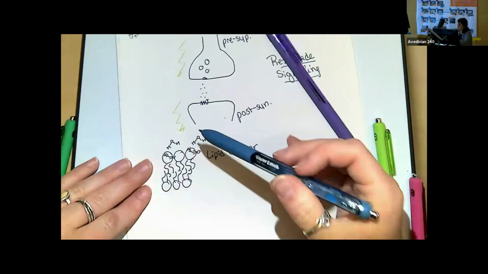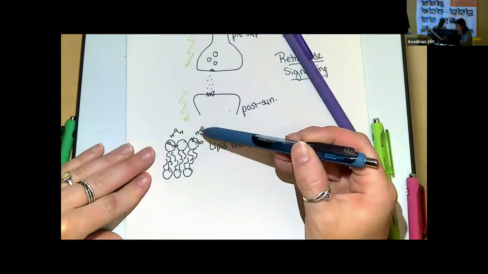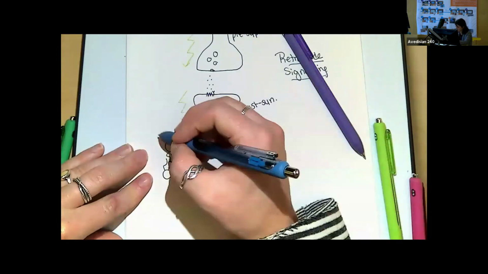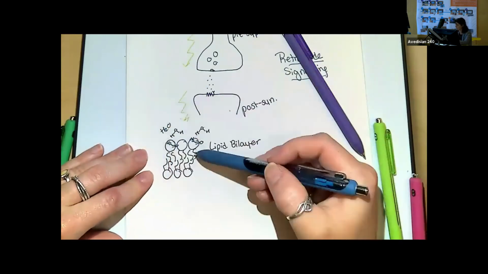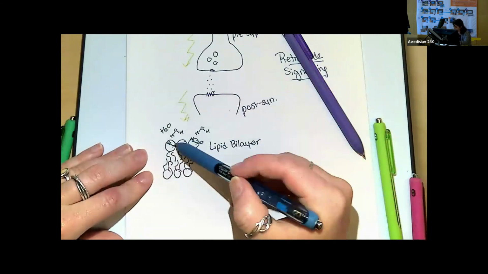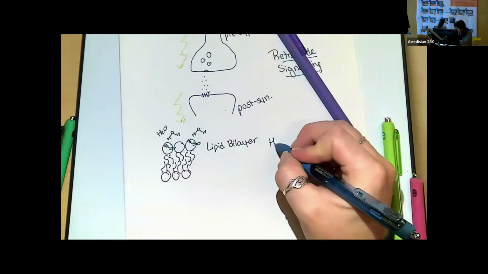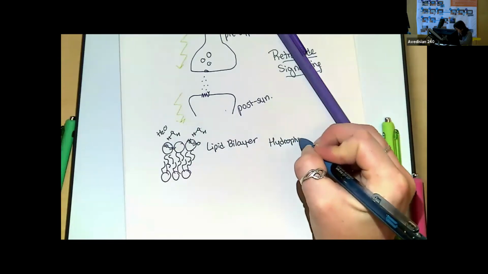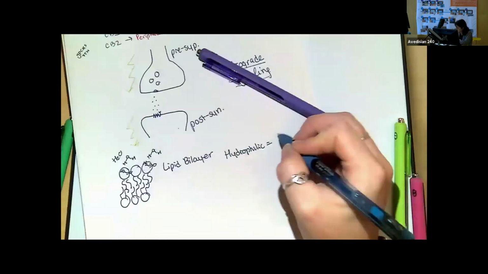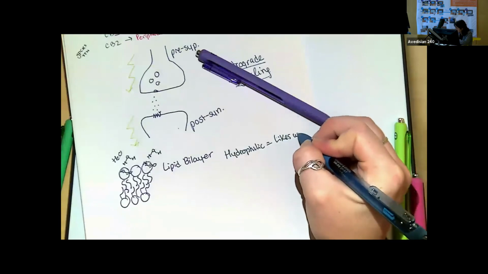So here what we're really focusing on is these OH groups. Water is H2O, right? So when we see OH groups in our molecules, they're going to be the ones on the hydrophilic side of the molecule. Hydrophilic meaning likes water.